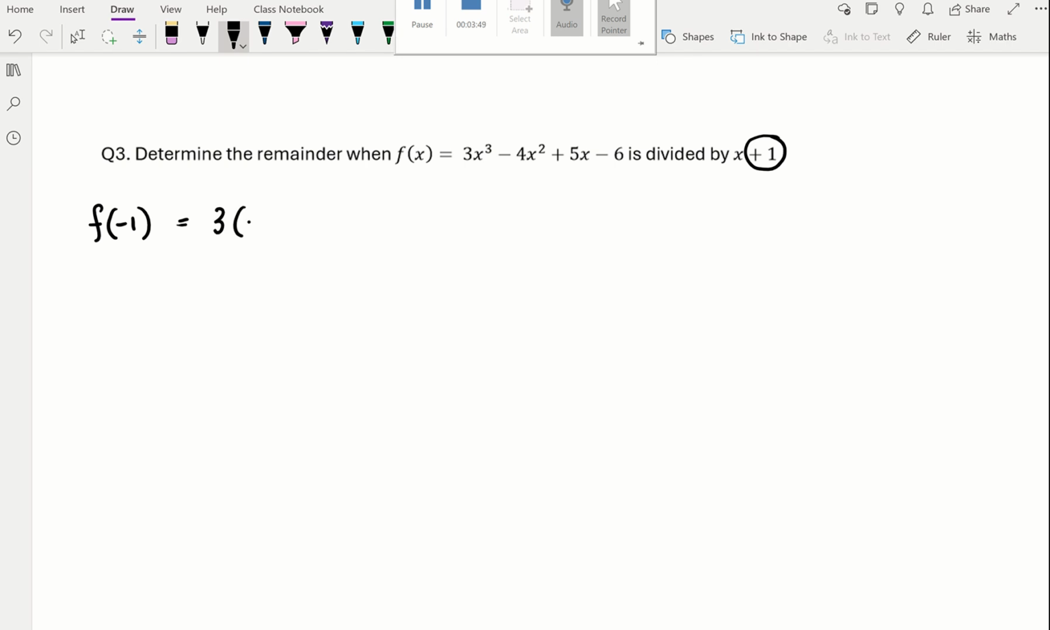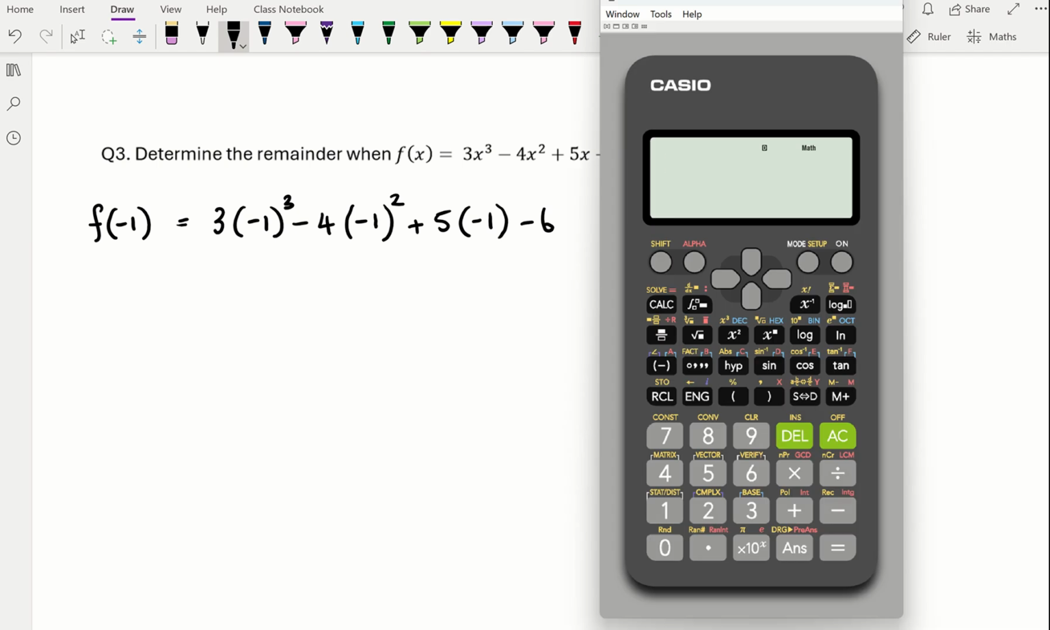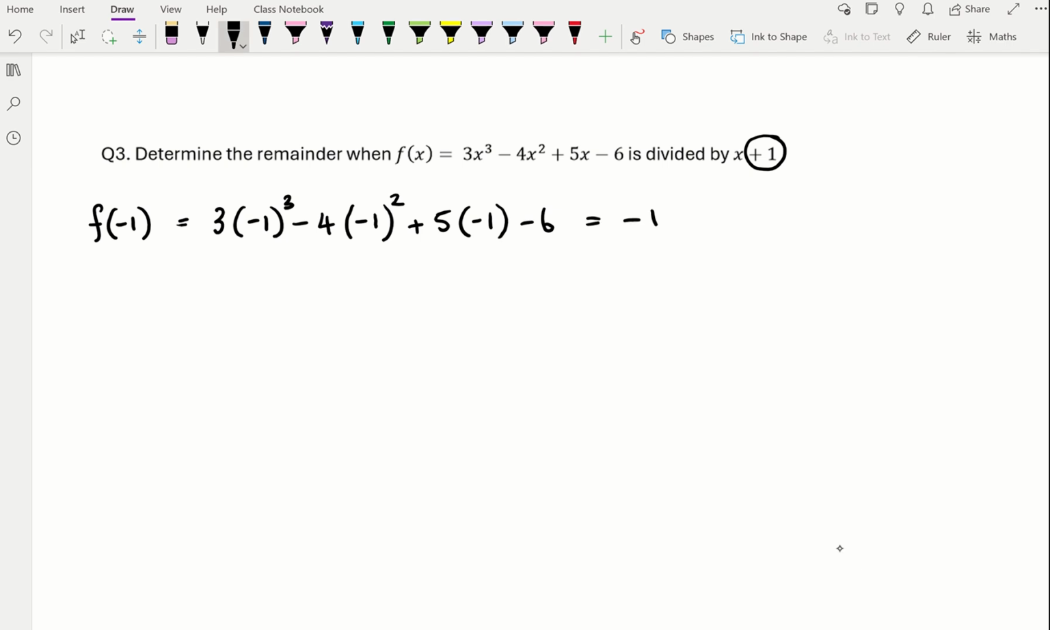So this is 3 times negative 1 cubed minus 4 times negative 1 squared plus 5 times negative 1 minus 6. And when you use your calculator, you put it in exactly how you see it. So negative 1 cubed minus, you don't add any extra signs or anything like that. You just copy it exactly as you have written it. And you're going to get negative 18. So the remainder is negative 18. That's all you need to say. Or even remainder is negative 18.